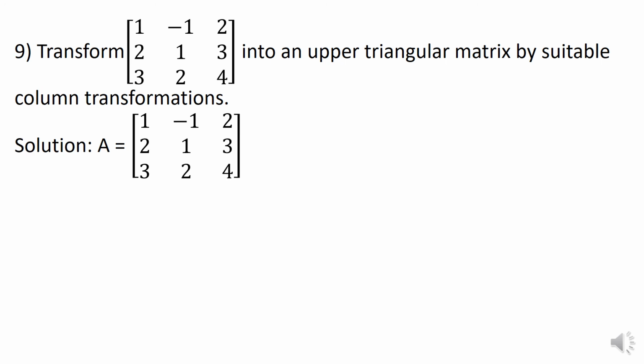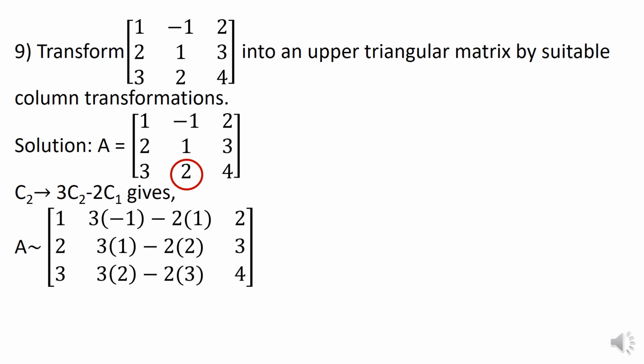So A is the given matrix. Let us convert this 2 into 0 first. Like so. C2 changes to 3C2 minus 2C1. Concentrate on 2. When we do 3C2, 3 into 2 is 6, minus the corresponding 2 into 3, also 6. And 6 minus 6 gives us 0. Whatever answer we get for the other elements is okay, but this particular element has to become 0. Thus we get this. Observe what has been done here carefully.